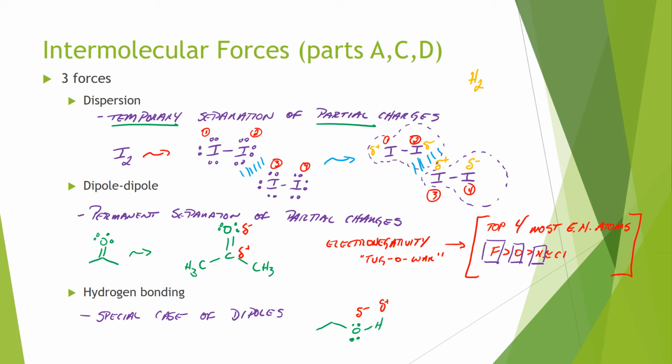And so let's just draw in another ethanol molecule here just to kind of show what's going on. So we got the partial positive here, partial negative here, right? And we got that interaction between the negative and the positive ends between the two ethanol molecules. So to summarize this real quick, there are three intermolecular forces. They are based off of electronegativity, and they have to deal with the separation of partial charges.